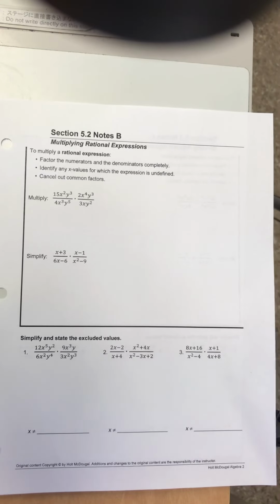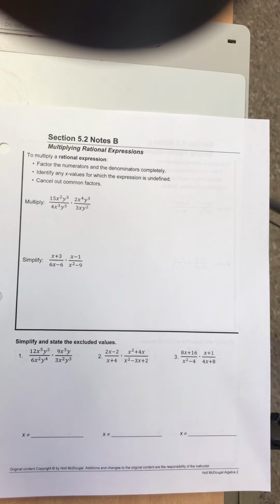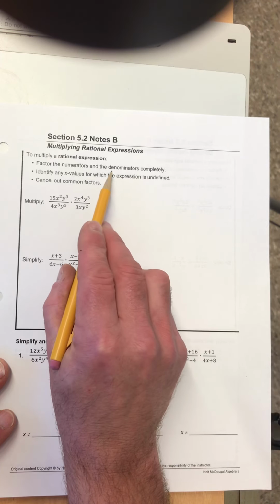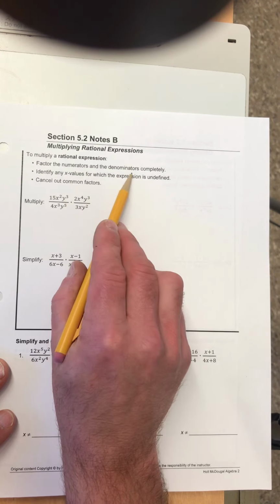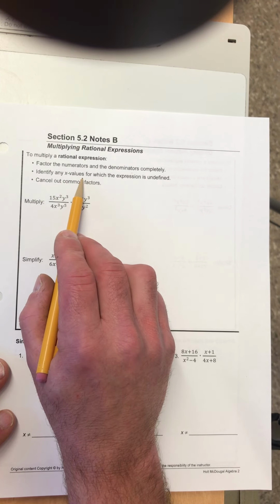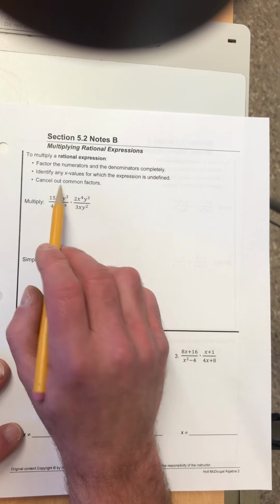It's the same process as what we did two days ago when we were simplifying rational functions. It's just that we have a little bit more to work with. And when we get ready to divide on the next page, there's going to be an extra step. So what I'm doing here, I want to factor the numerators and denominators completely. I want to identify any x values for which the expression is undefined, and then cancel out the common factors.